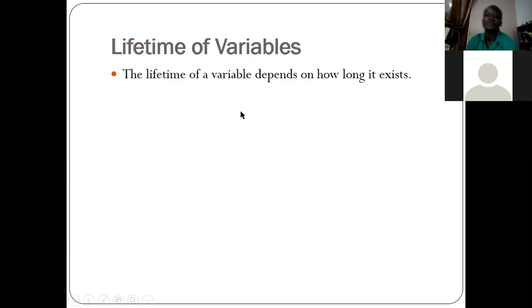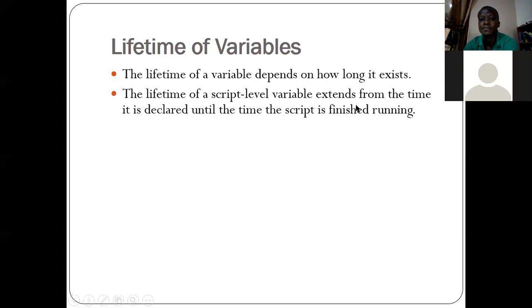The lifetime of a variable depends on how long it exists. So the lifetime of a variable, the term is what depends on how long it exists. That is its lifetime. So variables can actually die. We can kill it. Even in computers, we can kill processes. So you can imagine that. That's a concept that exists in IT.